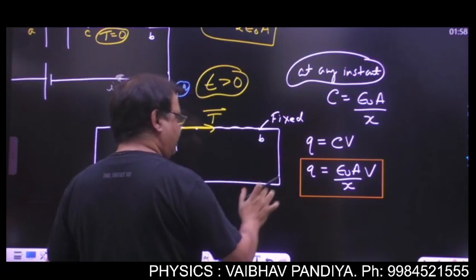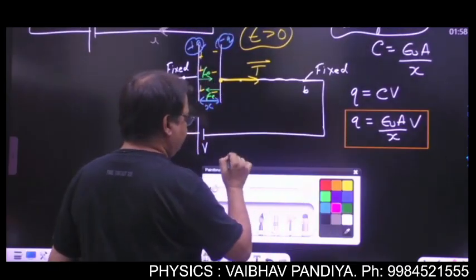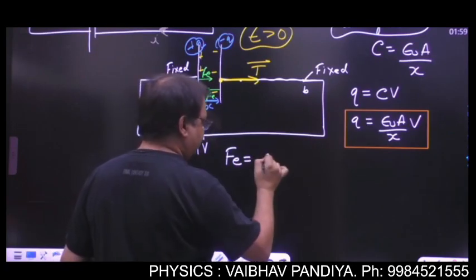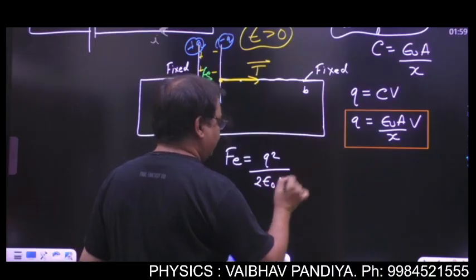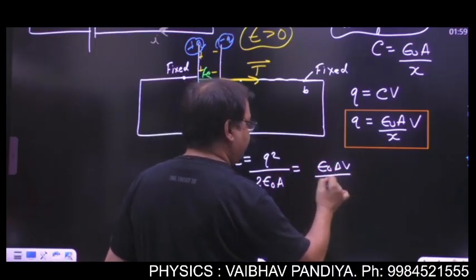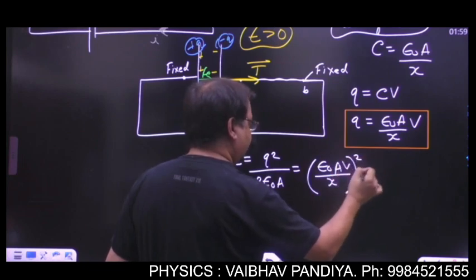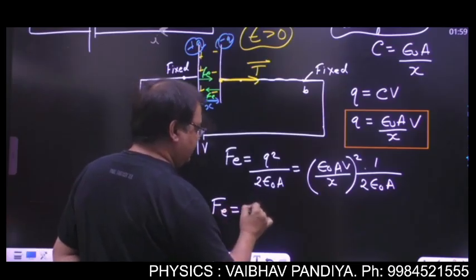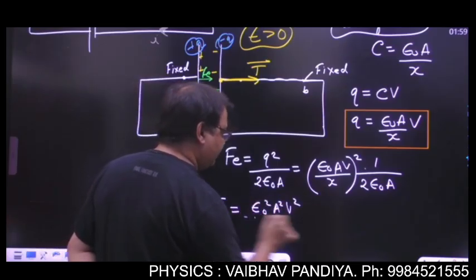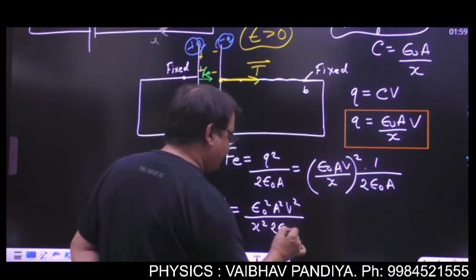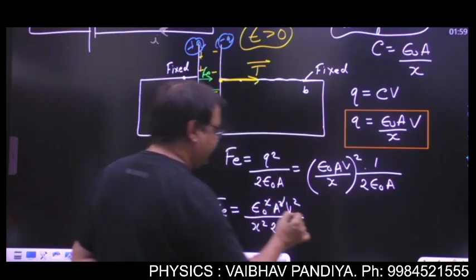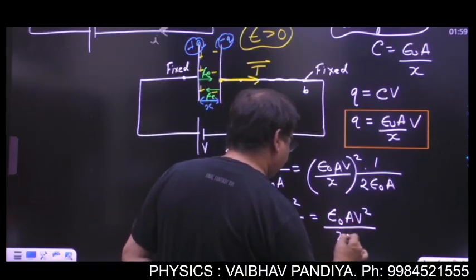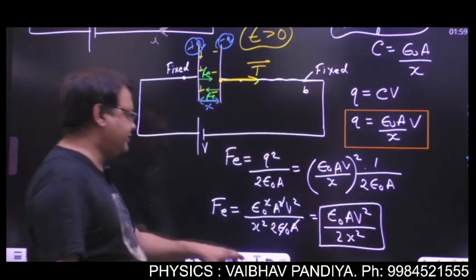Now what will be the force? We have developed the formula for the force, that is Q square by 2 epsilon naught A. So it will be epsilon naught A V by x whole square, times 1 by 2 epsilon naught A. So the force at any instant will be epsilon naught square A square V square by x square, times 1 by 2 epsilon naught A. One A will get cancelled away, one epsilon naught will get cancelled away, so we'll get epsilon naught A V square by 2 x square. This is the force at any distance x.